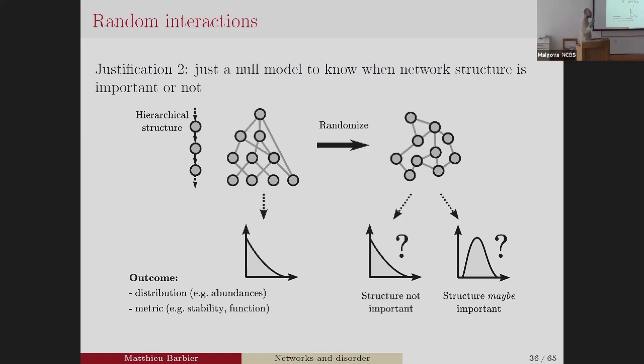At least it's not proven that the structure is really important, because you could have unstructured things that would give the same outcome. If you get something different from randomizing, maybe the structure was important, or maybe you did your randomization wrong. It's not trivial to know what is the right way to randomize a network to keep the right things constant so that you're doing a fair comparison.